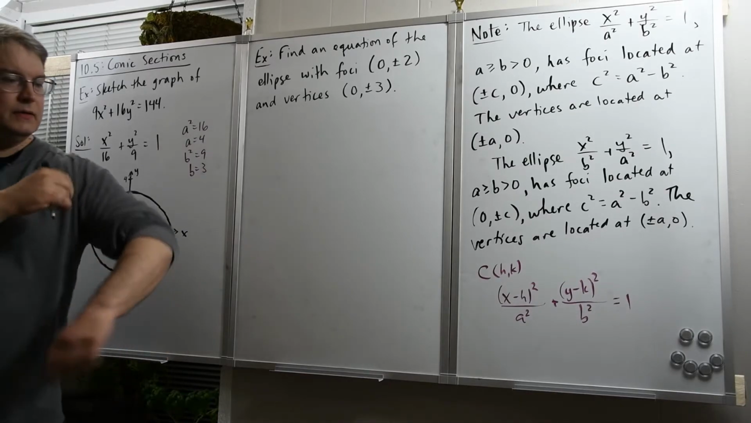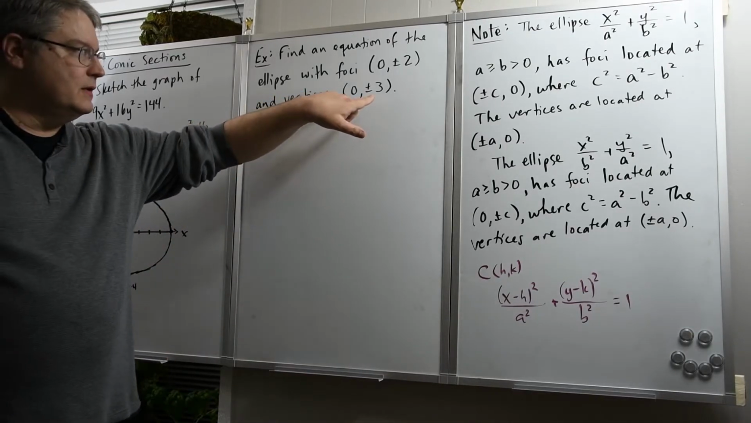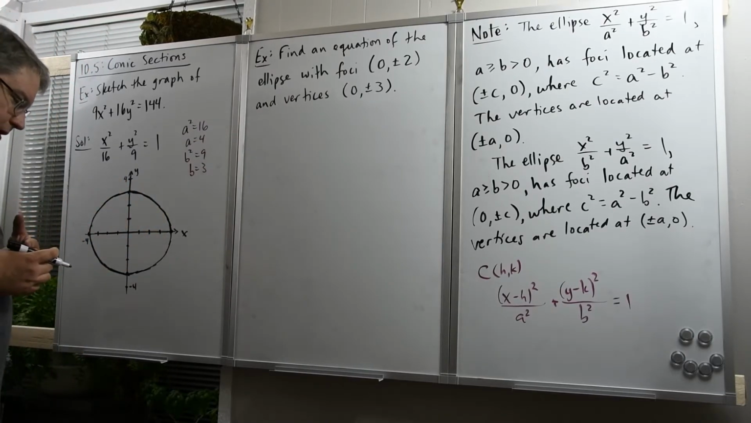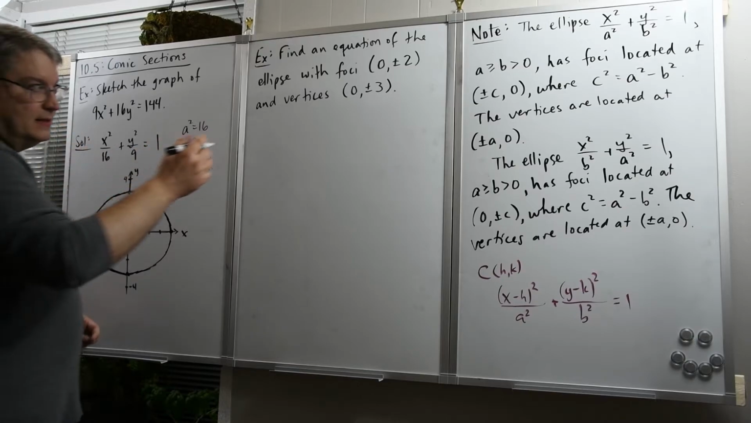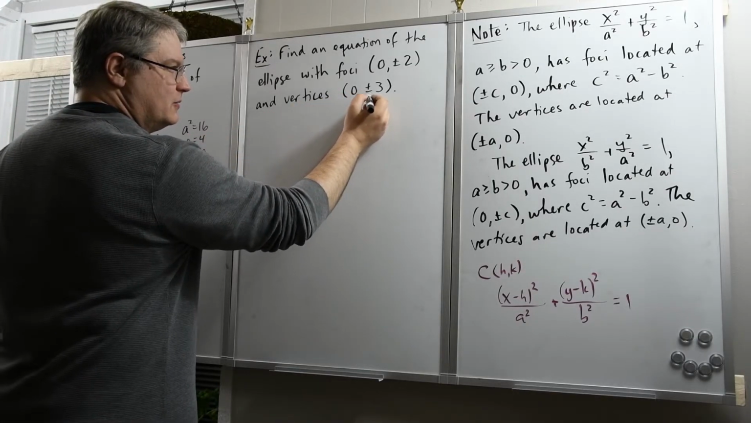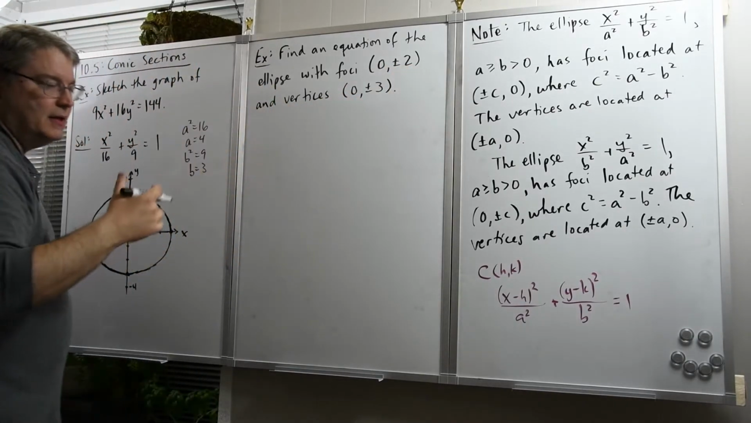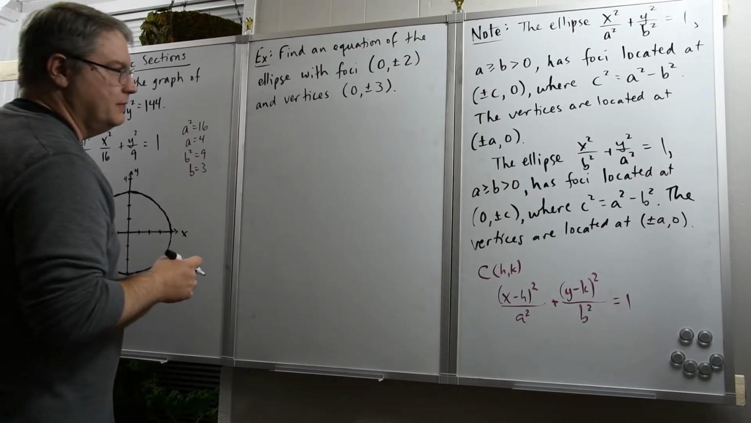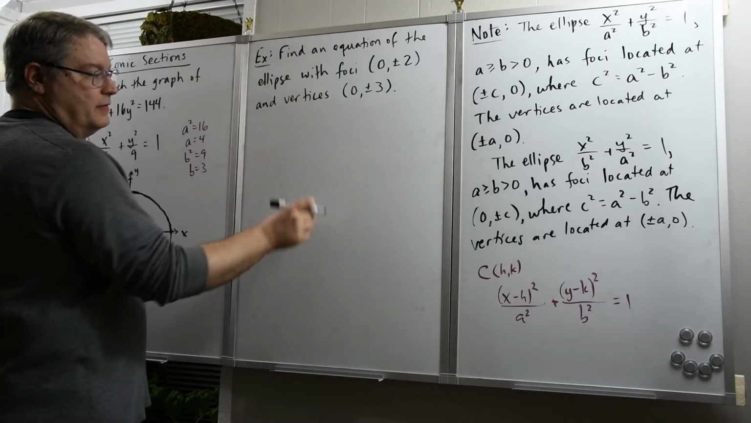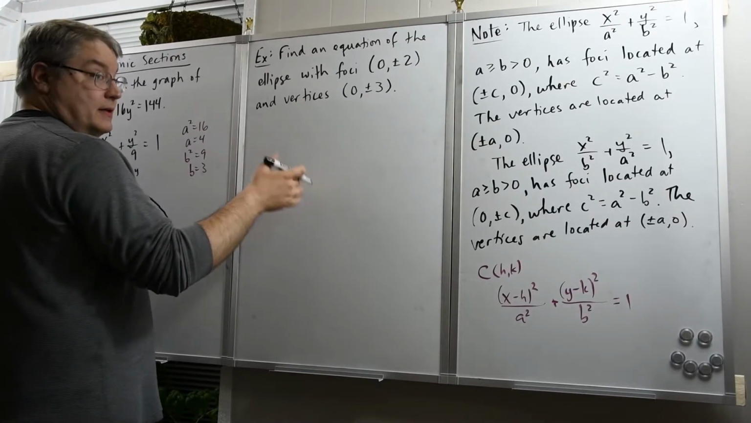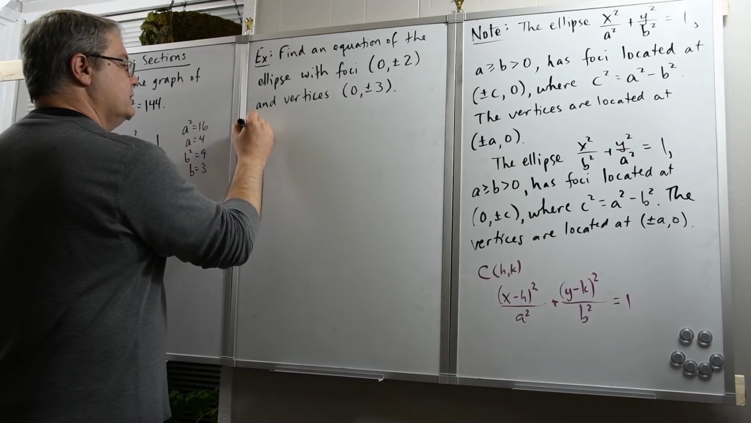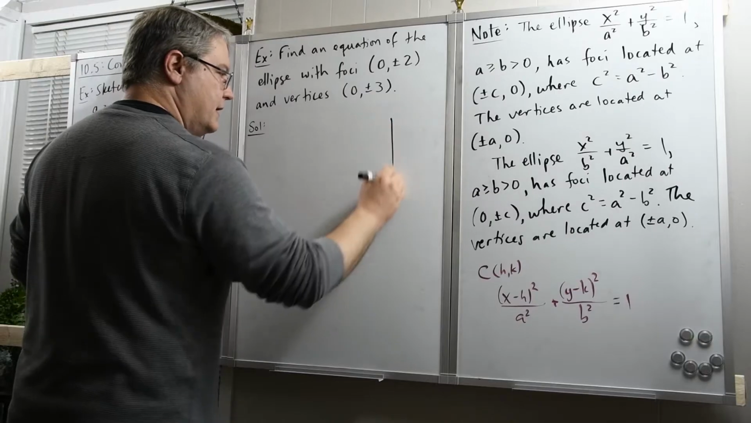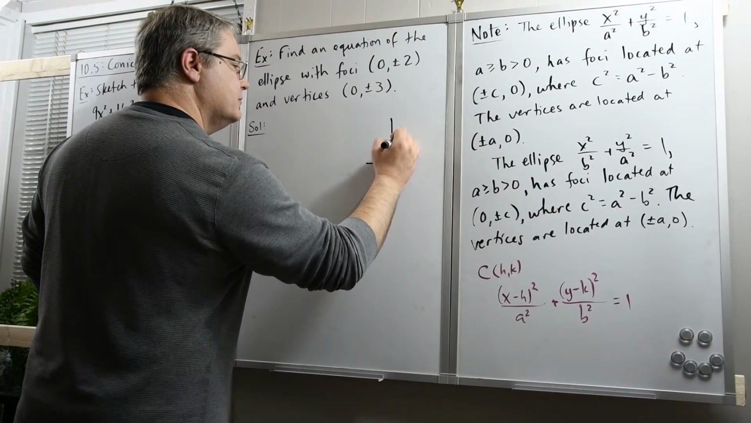Now notice that the vertices and the foci are going to be the same distance from the center on each side, but when we have plus or minus 3 here and plus or minus 2 here, that's going to indicate that the center is located at the origin. Now the vertices are going to be above and below that center, the foci, same story, above and below the center. And so with that in mind, we'll just go ahead and draw a quick sketch here.